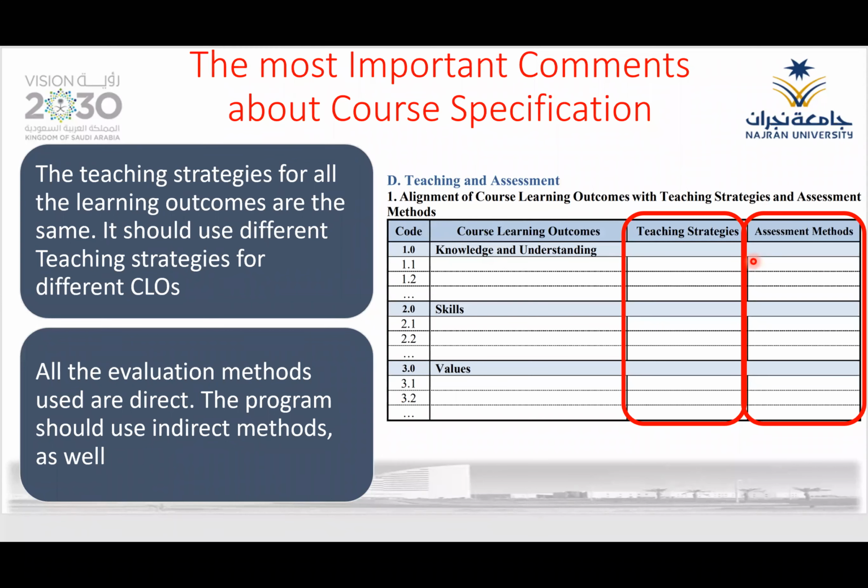Why is it 30 contact hours? Because we have 15 weeks, and in each week we are teaching 2 theory classes per week. So it means this 30 came from 2 multiplied by 15.